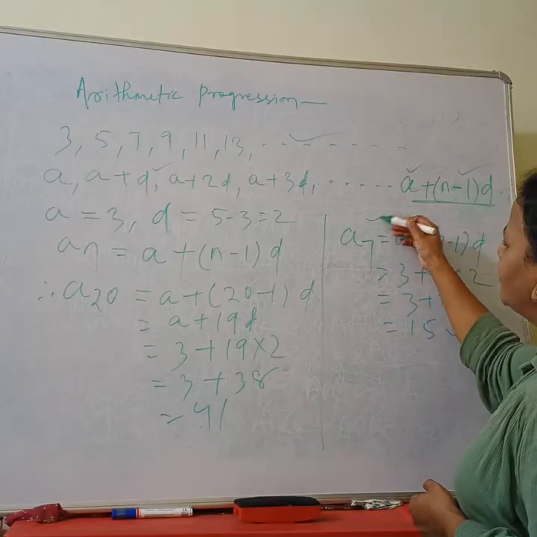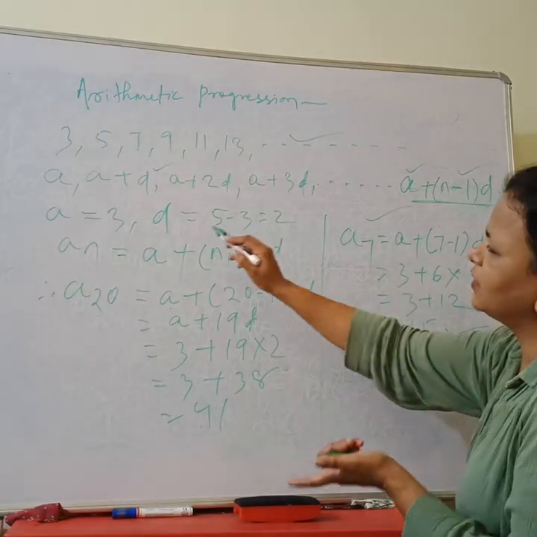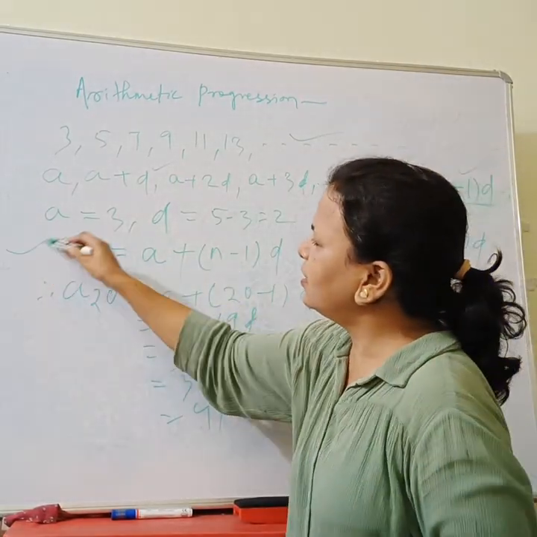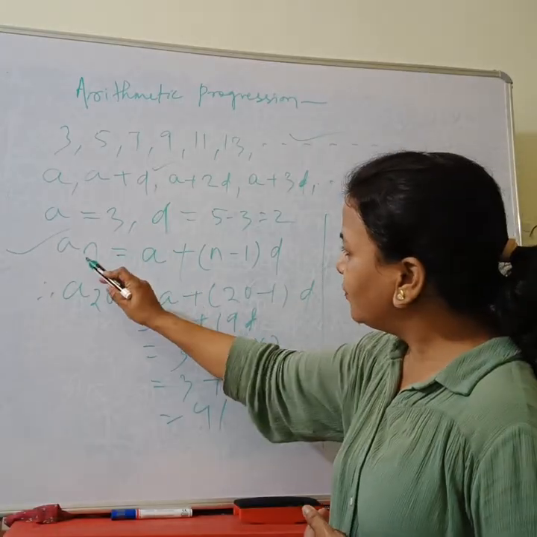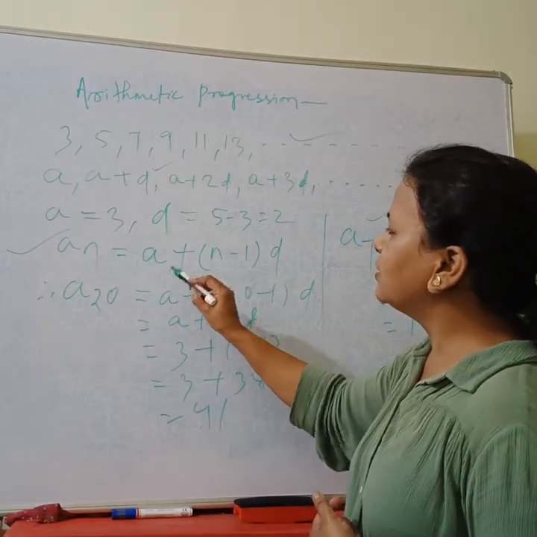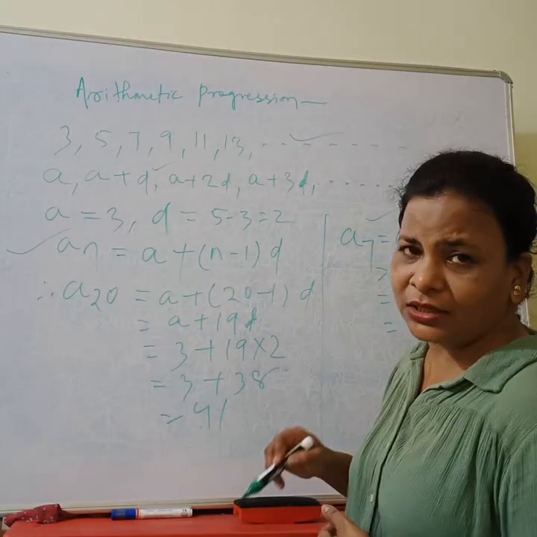So the 7th term of the AP is also obtained by applying the same formula. For getting the nth term of an AP, the formula is An equals A plus n minus 1 into D.